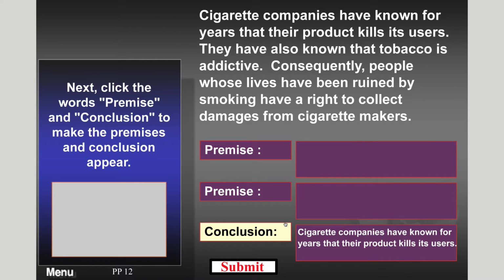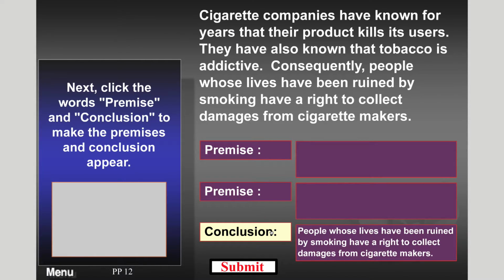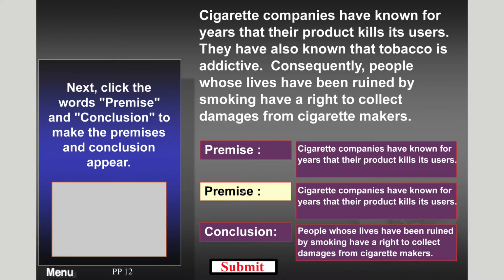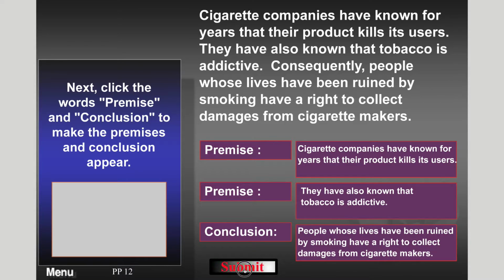So let's go back and put that conclusion in. They have the right to collect damages from their cigarette makers. Why? Because cigarette companies have known for years that their products kill its users. And they have also known that tobacco is addictive.